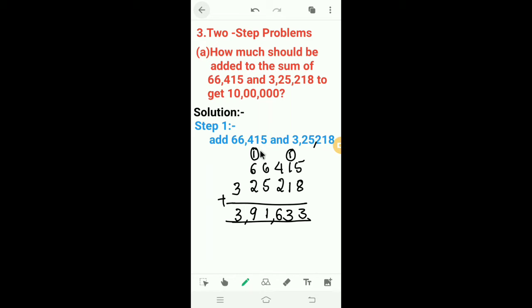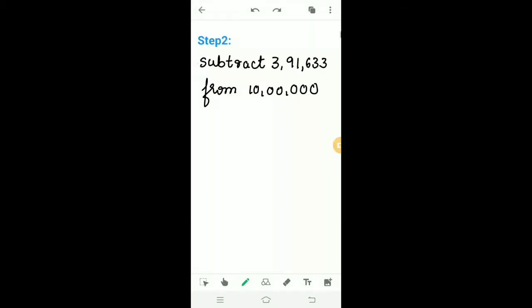Next step, we have to subtract this answer from 10 lakh. In the second step, we have to subtract 3,91,633 from 10 lakh. So, first I will write 10 lakh minus 3,91,633. So, 3,36,193.